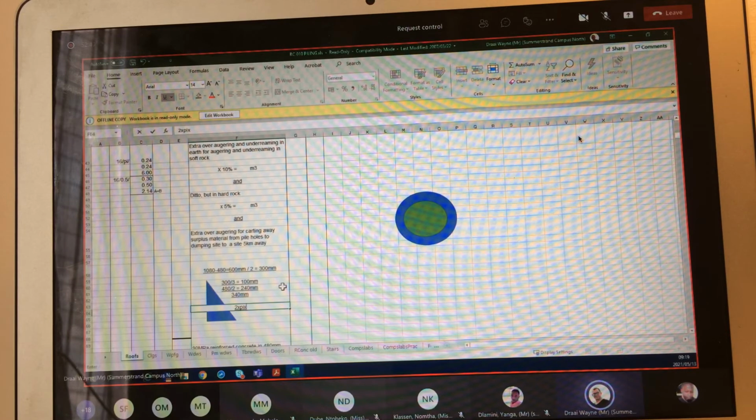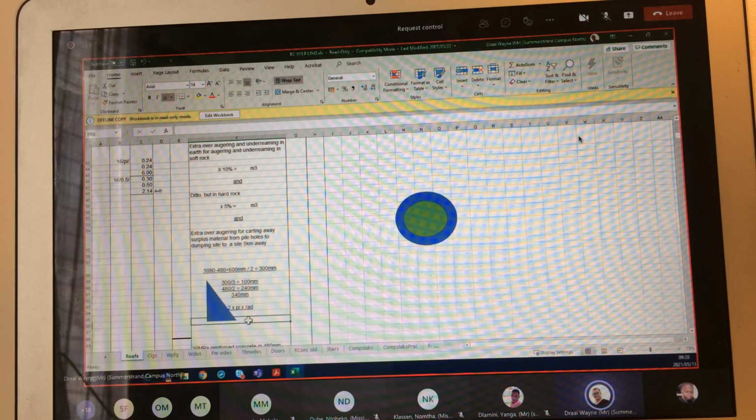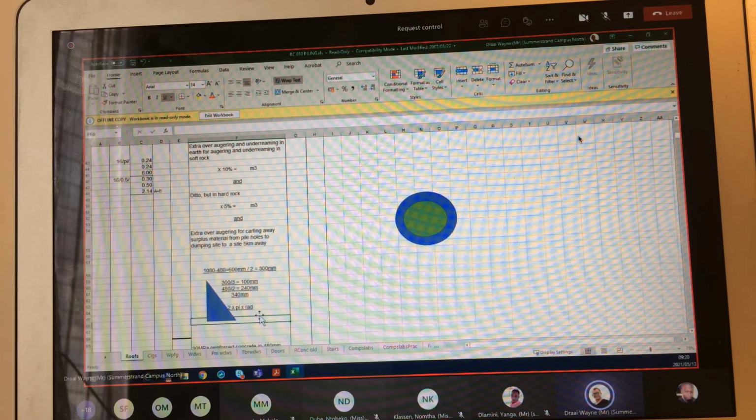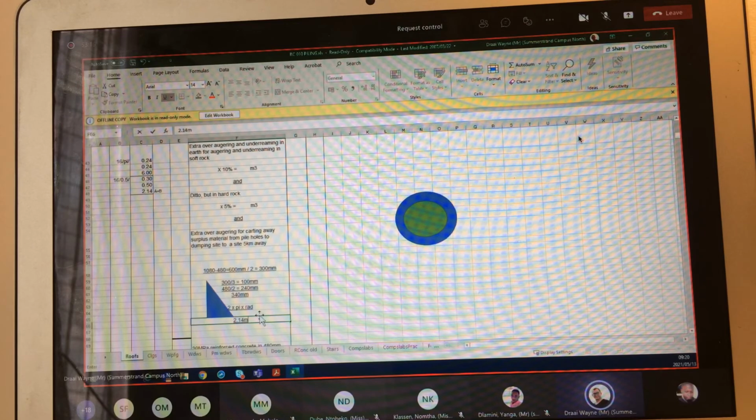Pi times my radius. That would be the formula that I would have there, 2 times pi times my radius. And when I do that, my radius I've ascertained is 340. I've got pi, and if you calculate that, it then should give me a length of 2.14 meters.